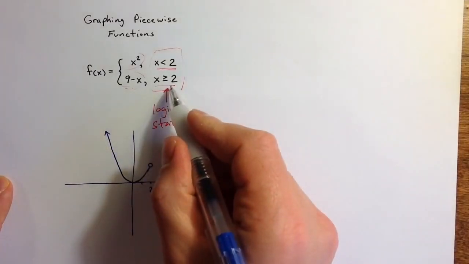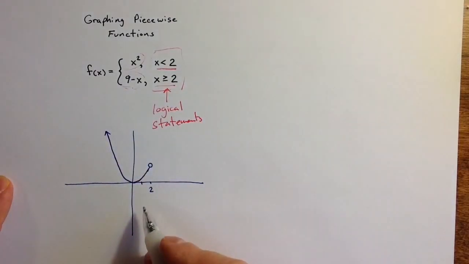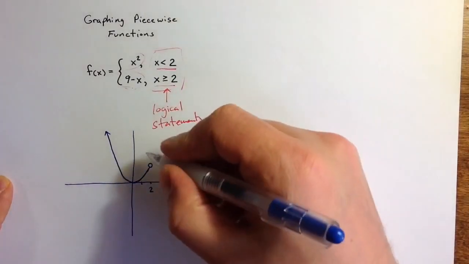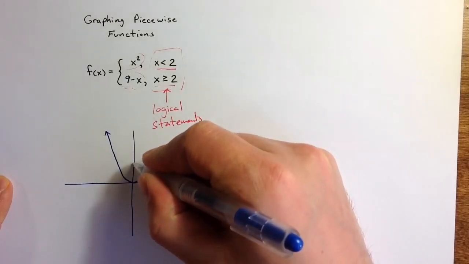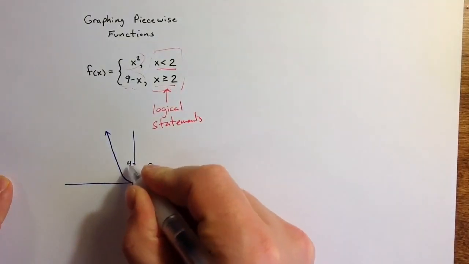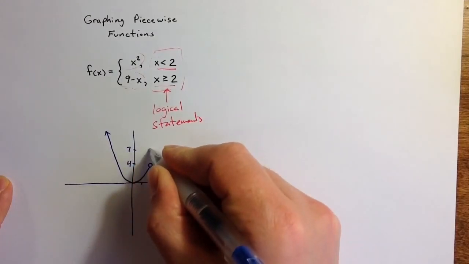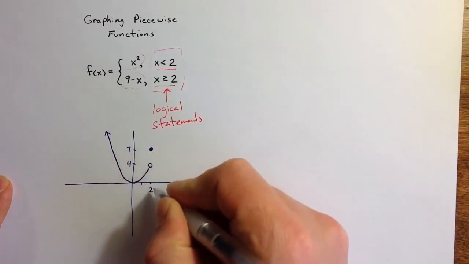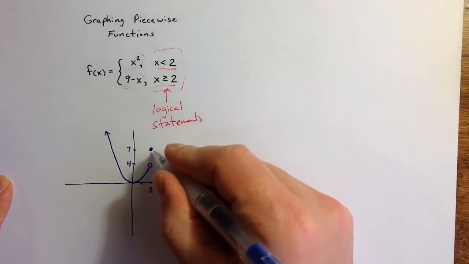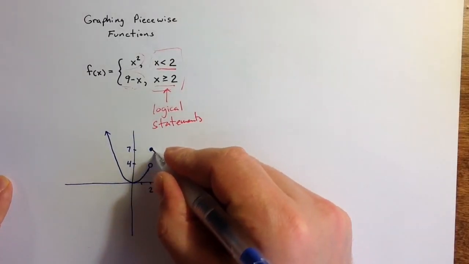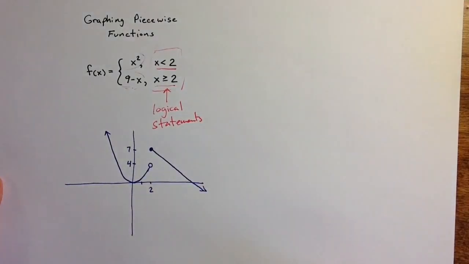For anything bigger than or equal to 2, I'm going to use the expression 9 minus x to graph the function. And so at 2, 9 minus x is 7. I should say that at 2, x squared, of course, is 4. And so the other piece of the function takes over at (2, 7). The x value 2 gives me a height of 7, and then the line has a slope of negative 1. And so the rest of the graph would look something like that.